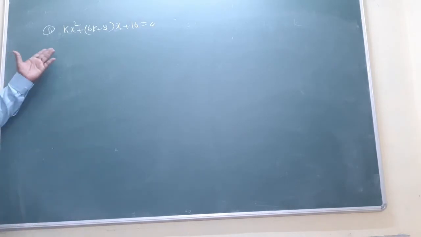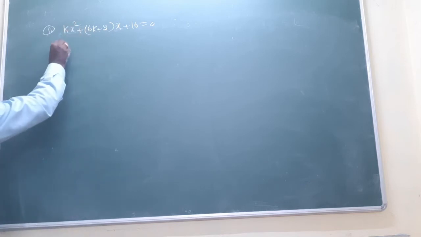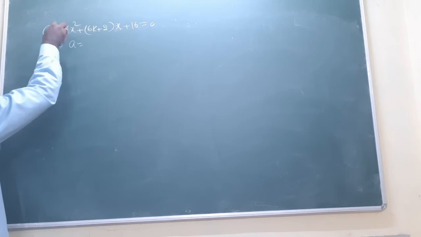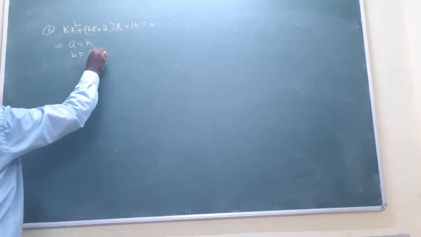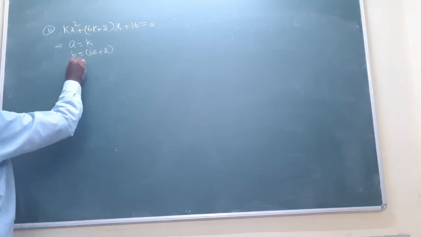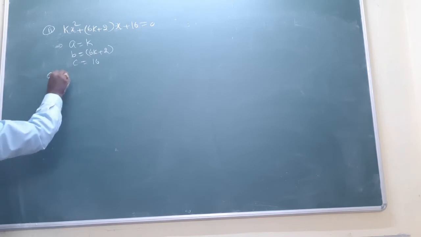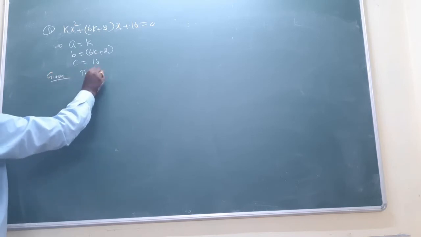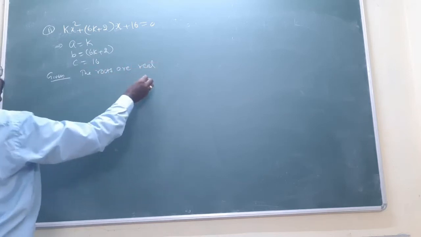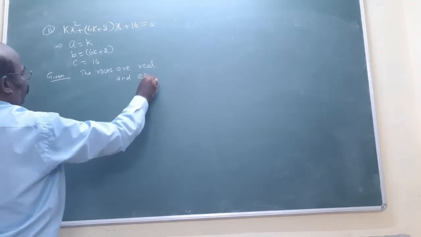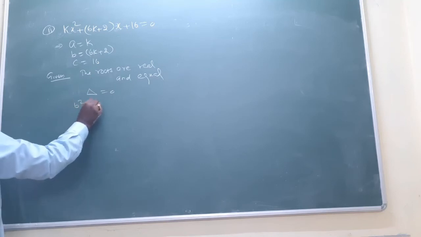Now the next question, same type of question. Find the value of k if the roots are real and equal. What is a? The coefficient of x square is k. b equals 6k plus 2. c equals 16. What is given? The roots are real and equal. The formula for this one is delta equal to 0, that is b square minus 4ac equal to 0.